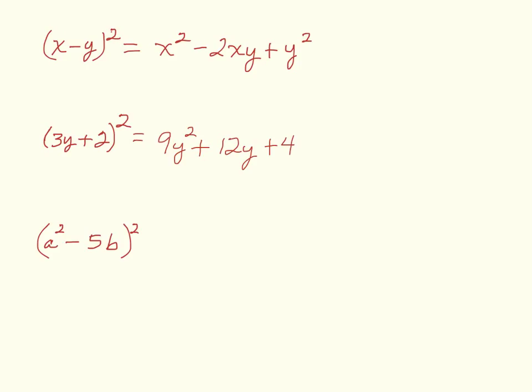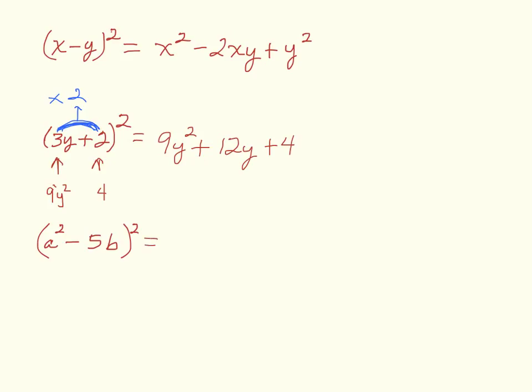Okay, we took 3y, we squared it. That became our first term. That gave us a 9y squared. We took the 2 and squared it. That gave us our last term. Then our middle term came from these two multiplied together and then multiplying that times 2, and that gave us the 12y in the middle.